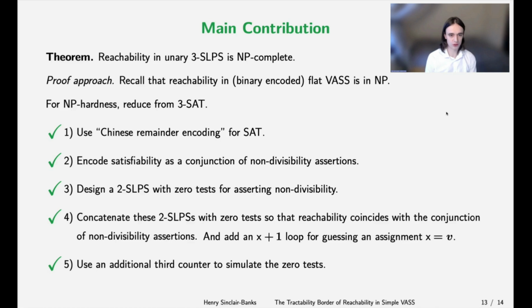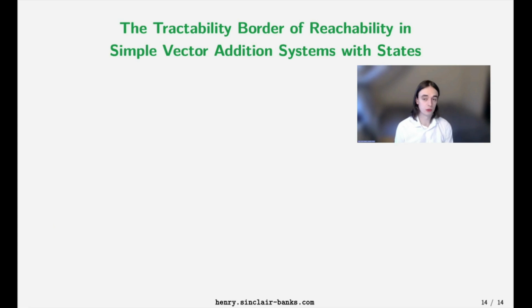Okay, so that's the 5th step done. We'll then take this massive conjunction of non-divisibility assertions, turn them into 2-dimensional simple linear path schemes with zero tests, concatenate them all together to make one very long 2-dimensional simple linear path scheme with zero tests. And then we'll just simulate the zero tests in between cycles with this 5th step, the controlling counter technique. And that, I think, concludes this presentation.